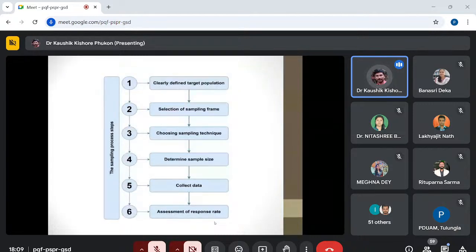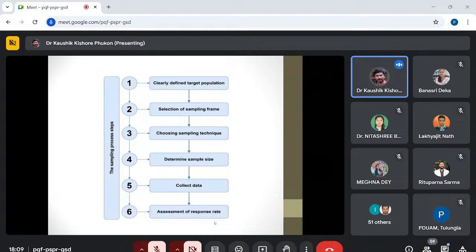So the sampling process steps. How can we get a sample from a population? First of all, a clearly defined target population. You must have a clearly defined target population. The target population may be finite or infinite, but it should be clearly defined. You must have a sampling frame.